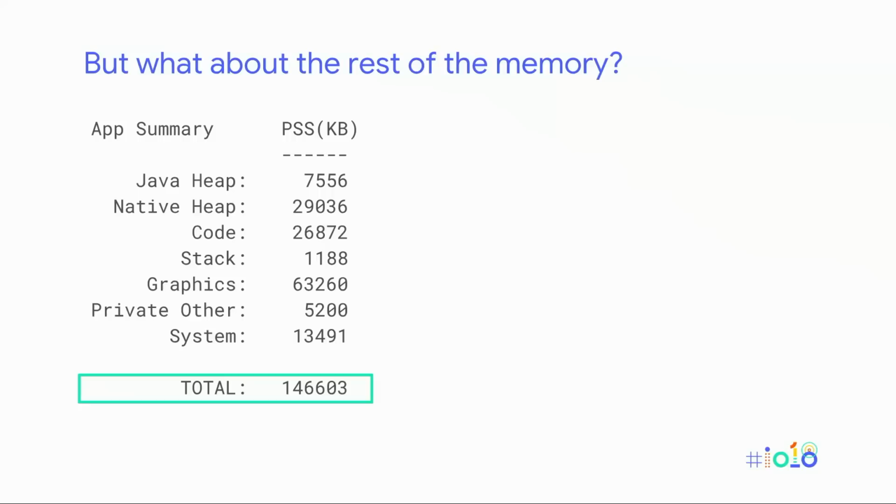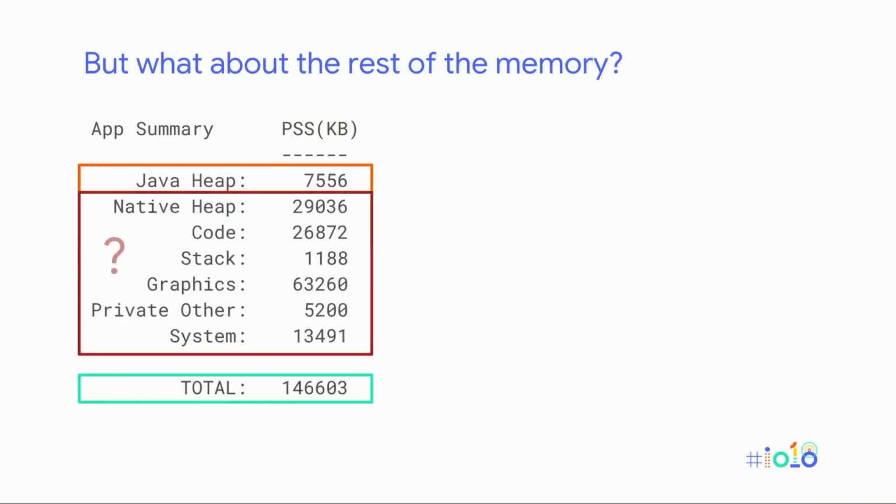Okay, so you say, Richard, you've told us that we should care about PSS, that's our application's memory impact. You just told us we should use Android Studio's memory profiler to profile the Java heap. But if we look here, we see the Java heap's not actually all that much of the overall memory impact of the application. What about all the rest of this memory? What should we do here?